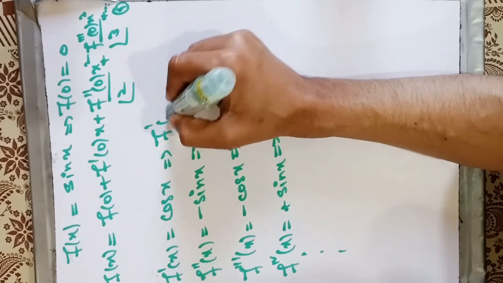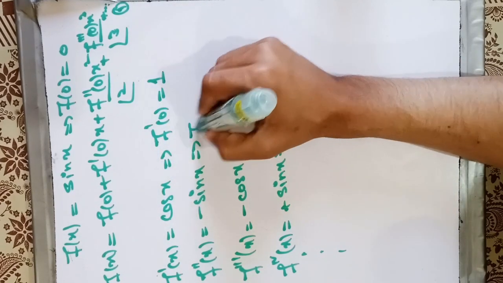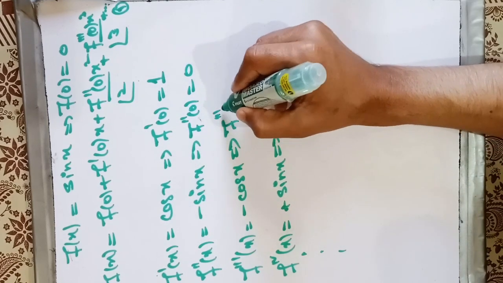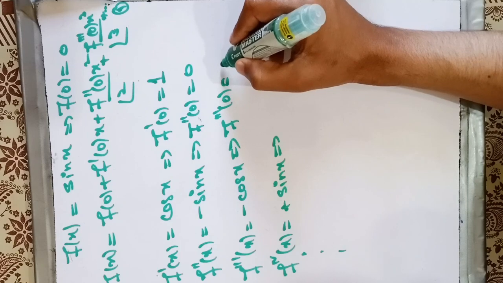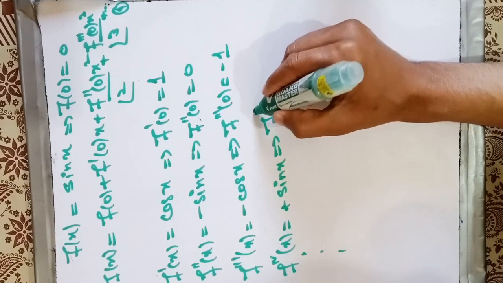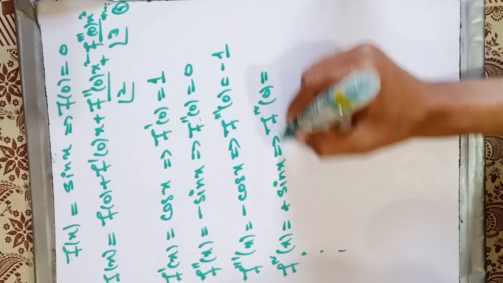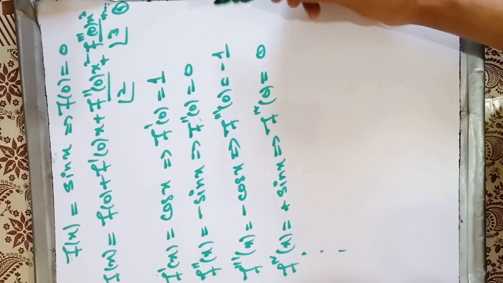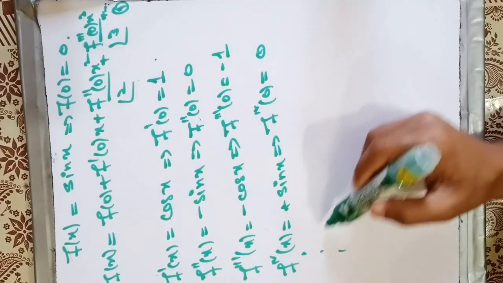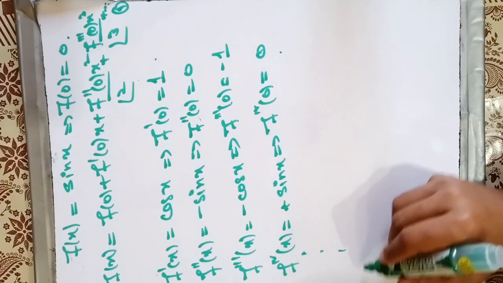So f prime at 0 will be cos 0, which is 1, and f double prime at 0, sin 0, will be 0. f triple prime at 0 is cos 0 with a minus, which is minus 1, because at the start there is a sign of minus, and sin 0 is 0. So what we observe is 0, 1, 0, minus 1, 0, again here 1. In that way we can follow the pattern.